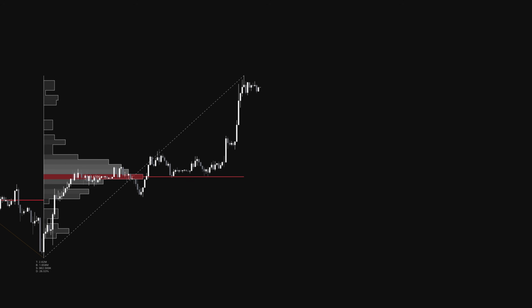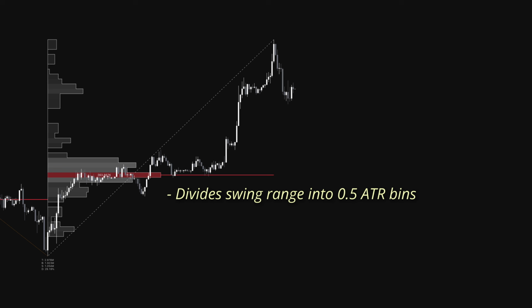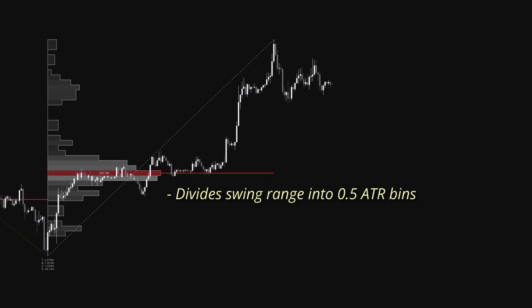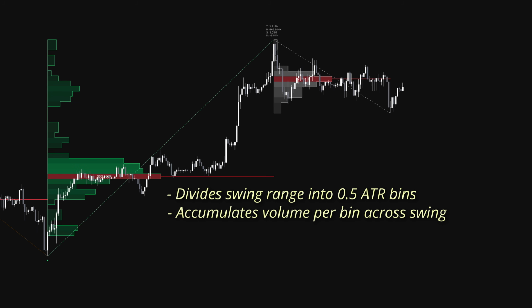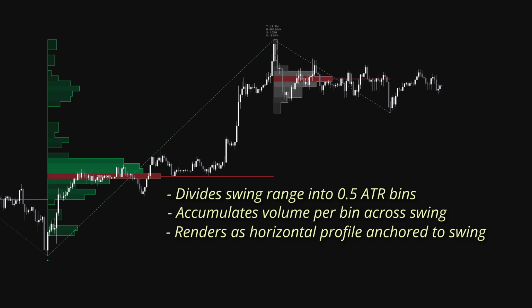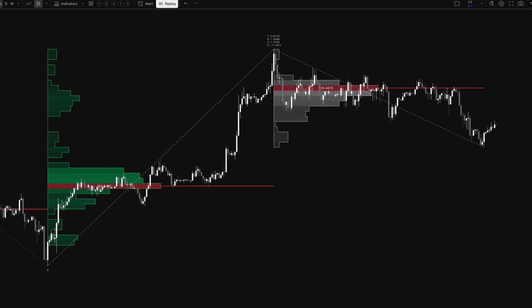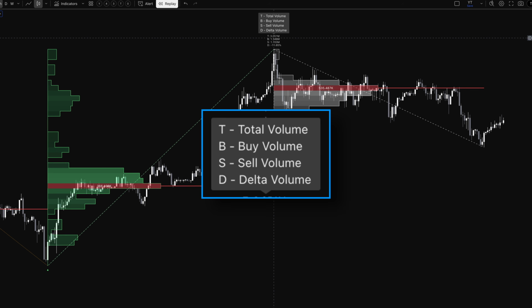When a swing completes, the indicator divides the price range of that leg into bins sized using half of ATR 200, accumulates volume per bin across every bar within that swing, and renders the result as a horizontal profile anchored to the swing. The point of control, the bin with the highest volume, is marked with a dedicated line. Buy and sell volume are tracked separately per bin and accessible via tooltip on each swing label, showing total volume, buy volume, sell volume, and delta as a percentage.